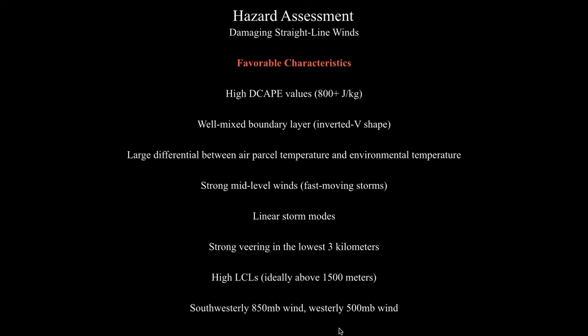But in a place like the southeast or in the Great Lakes or the upper Midwest region, ideally you want to have a southwesterly 850 millibar wind and a due west wind at 500 millibars. And that due west wind at 500 millibars, we'll talk more about this in the synoptic scale setup, but this due west 500 millibar wind is really what you want to see to really get those storms moving. So if you have those fast moving storm motions, then you've got a much more heightened potential for damaging straight line winds.